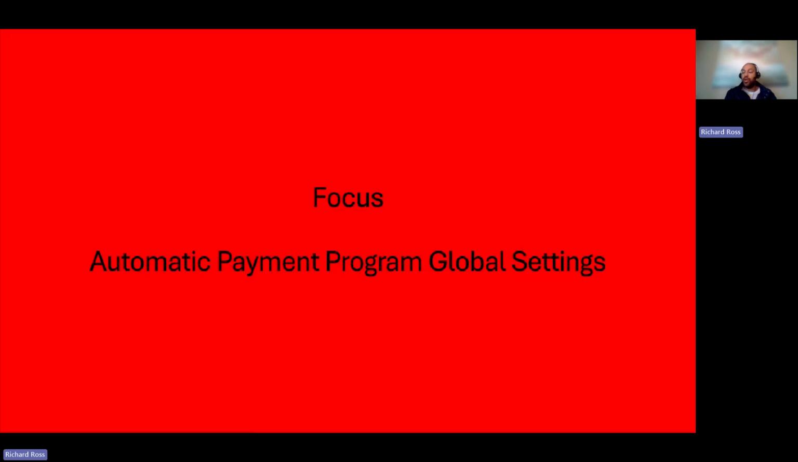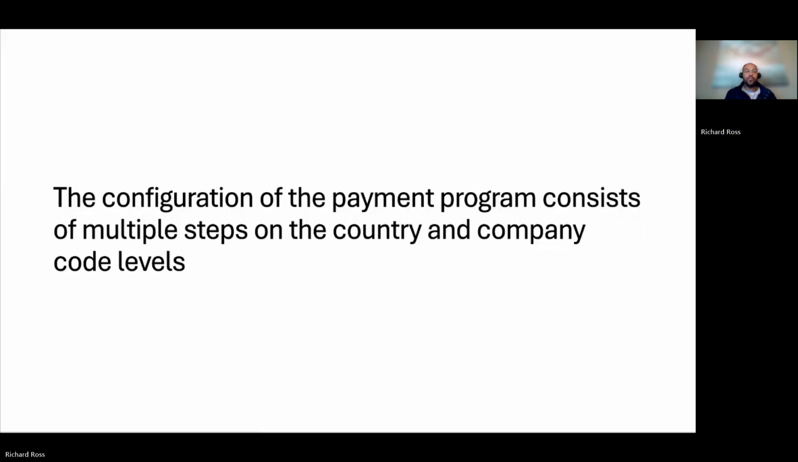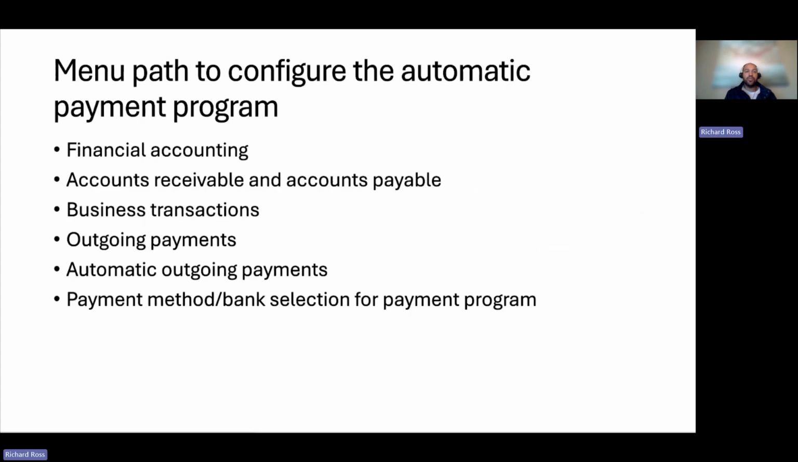Automatic payment program global settings. The configuration of the payment program consists of multiple steps on the country and company code levels. Menu path to configure the automatic payment program: financial accounting, accounts receivable and accounts payable, business transactions, outgoing payments, automatic outgoing payments, payment method / bank selection for payment program.